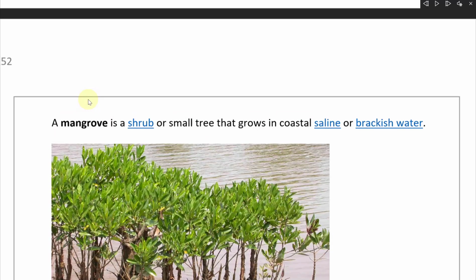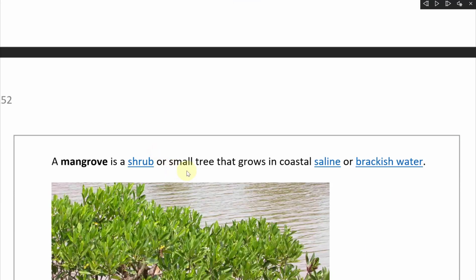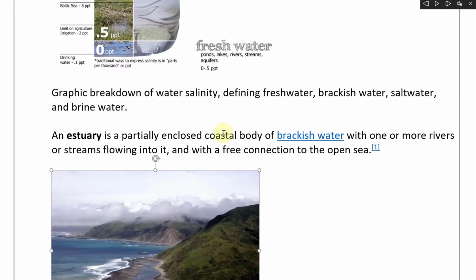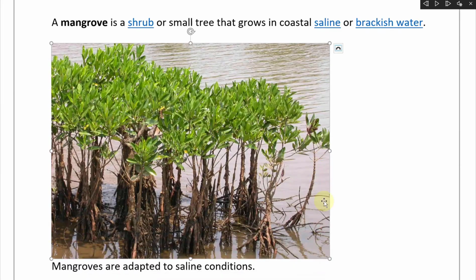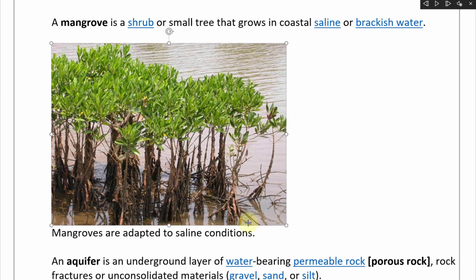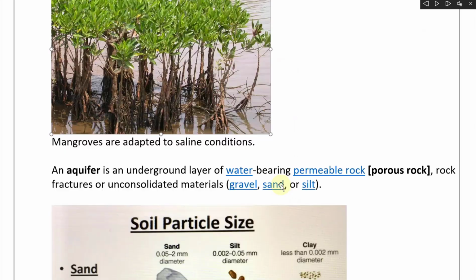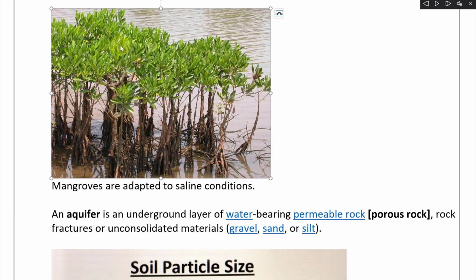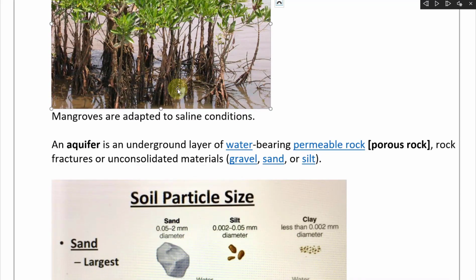Now here, a mangrove is a shrub or small tree that grows in coastal, saline, or brackish water. And the mangrove has mangrove swamps over there. Just get some of the terms. Going further, mangroves are adapted to saline conditions, so they can grow in high saltwater conditions.